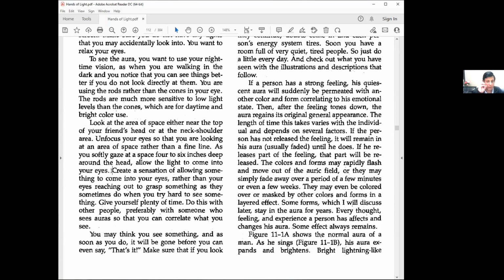So you need to soften your gaze. You need to squint, you need to relax your gaze and just feel a depth. Like if I'm looking at my face, I'm not looking at my face, I'm looking over here, right? 6 to 4 inches behind, and then you will start seeing the halo.